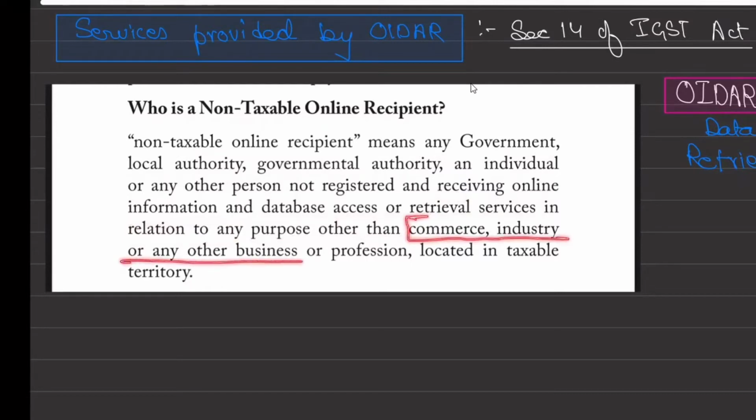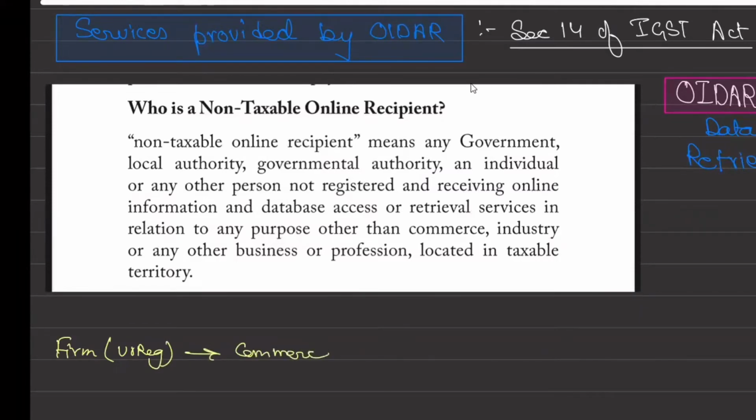But now a situation can come. Suppose a firm is there, which is unregistered, correct, and it is taking for its commerce purpose, its business purpose, OIDAR services. Now see, it is unregistered, correct? So RCM won't apply, correct? It is in commerce, it has to be taxed. It is OIDAR services only.